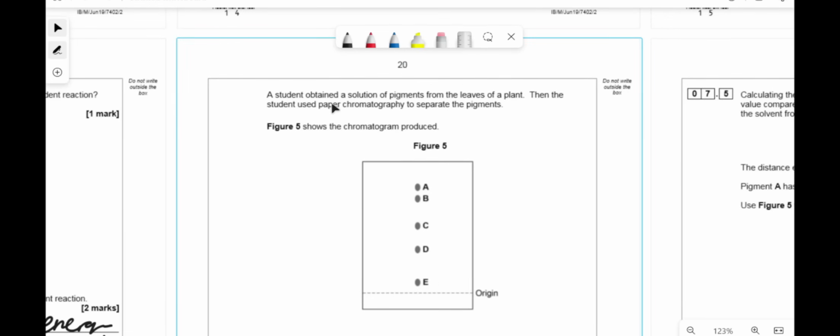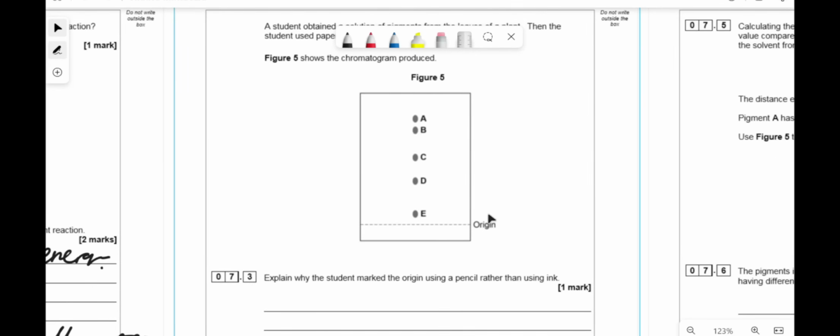So a student obtained a solution of pigments from the leaves of a plant. The student used paper chromatography to separate the pigments. Figure 5 shows the chromatogram produced. So we've got the origin here. We've got E, D, C, B, A.